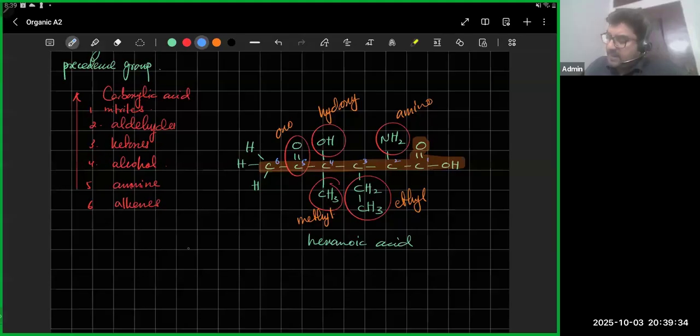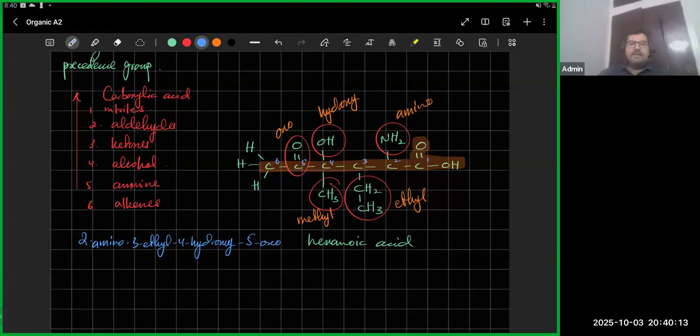And everything has to be written alphabetically. So it's 2-amino. After A, what comes next? It's going to be E, so 3-ethyl. And after that, I think it's H, so 4-hydroxy. And 5-oxo. I think that's the name.